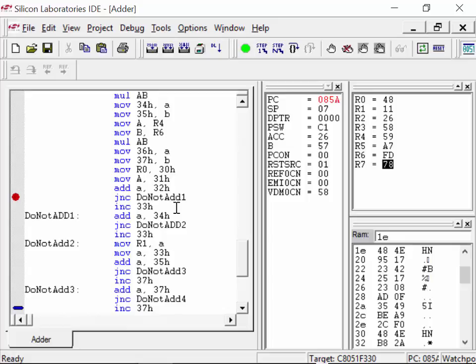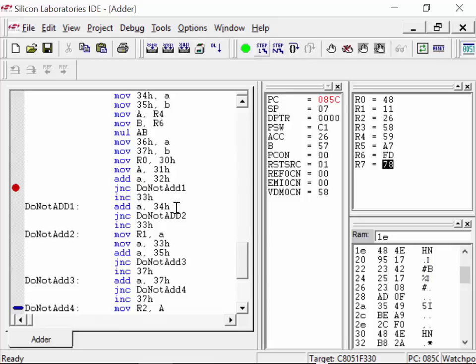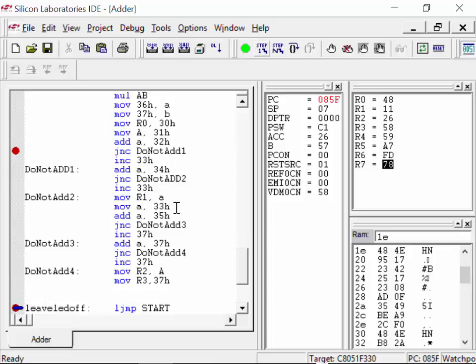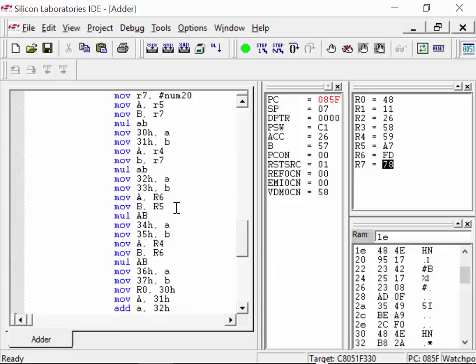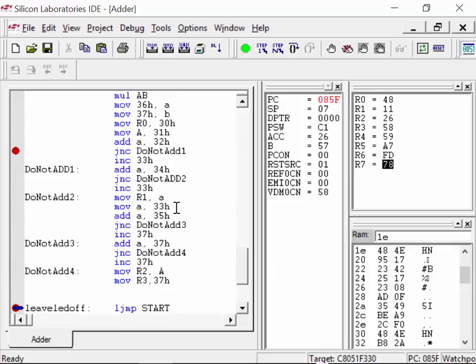I got 26 here in A at that point. Okay, all right. I'm not seeing where I broke it here. Let's go through the logic again. This we know is right. This we know is right. This, no.